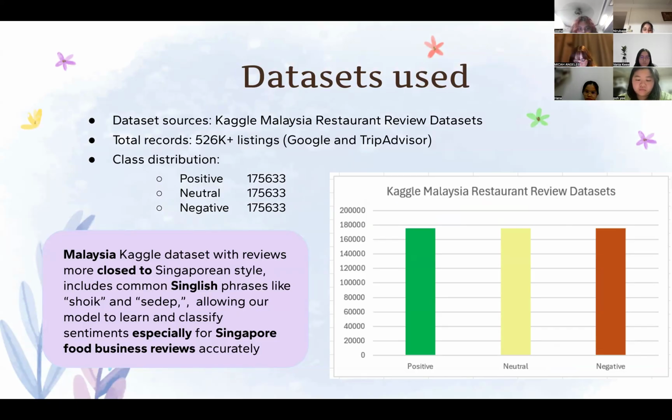We used the Kaggle Malaysia restaurant review dataset, which contains over 526,000 reviews collected from both Google and TripAdvisor. The sentiment classes are positive, neutral, and negative, and it is balanced. We chose this dataset because it is closely related to our Singaporean context, as it has local style language and Singlish expressions such as shiok, which makes the dataset more relevant and realistic for our country. This helps our classifiers understand and classify sentiments more accurately based on how people here actually give their reviews.